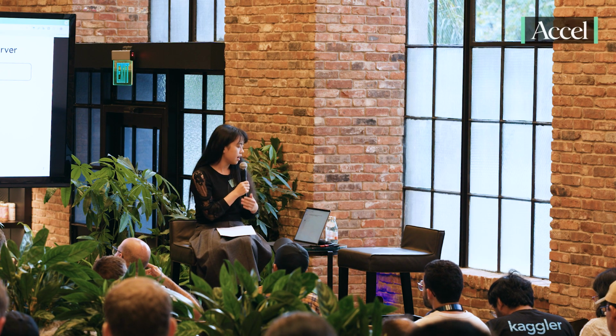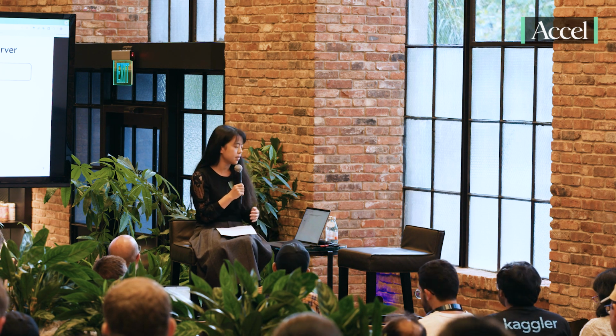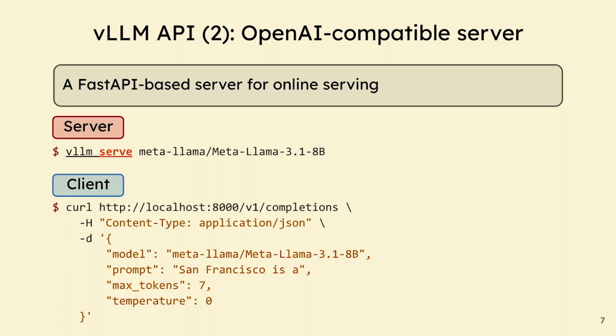We also support vLLM as an OpenAI API compatible server. So the users can just use vLLM serve and specify the model they want to serve. And then you can just use the OpenAI client and send the request to the endpoint. You just replace the URL with the local URL.